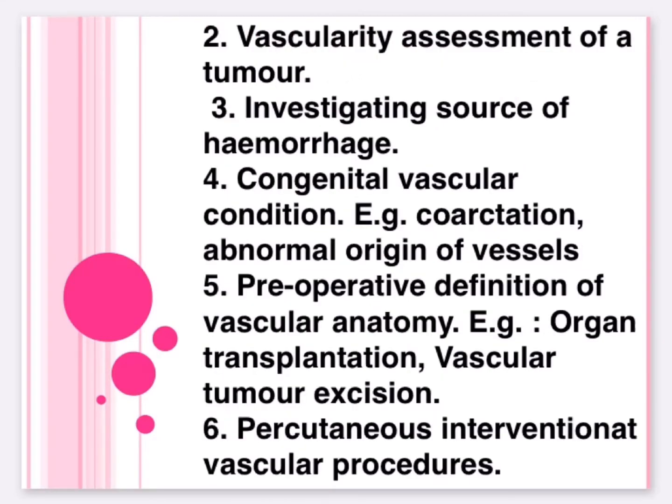Indications. 2. Vascularity assessment of a tumor. 3. Investigating source of hemorrhage. 4. Congenital vascular conditions, for example coarctation, abnormal origin of vessels. 5. Preoperative definition of vascular anatomy, for example organ transplantation, vascular tumor excision. 6. Percutaneous intervention and vascular procedures.